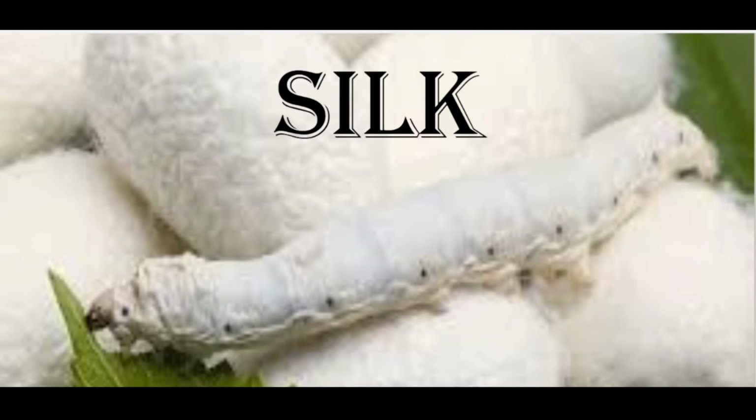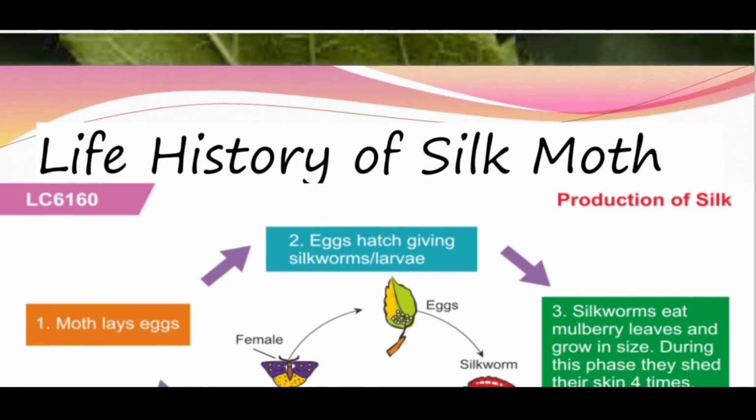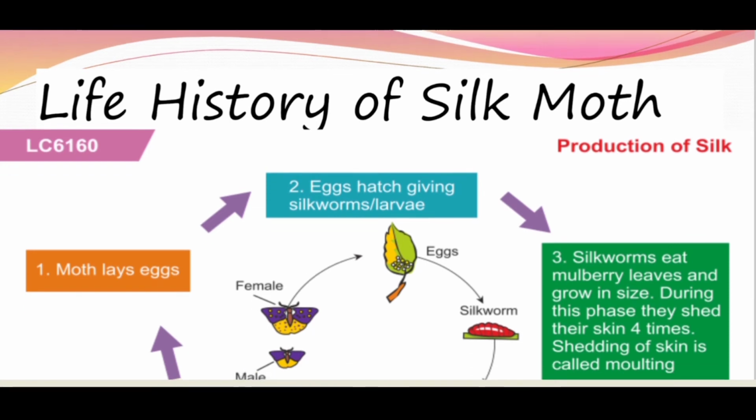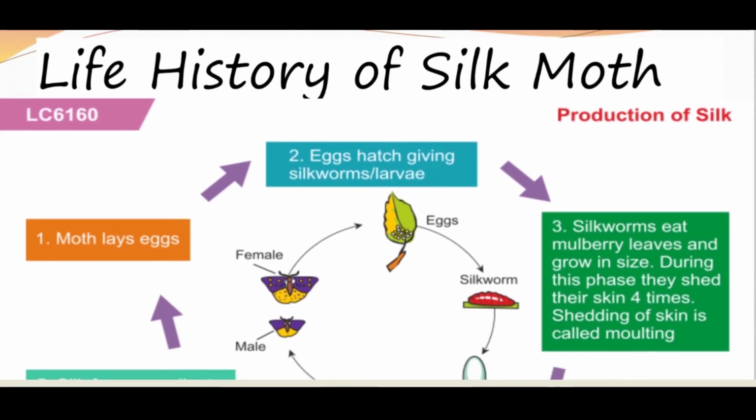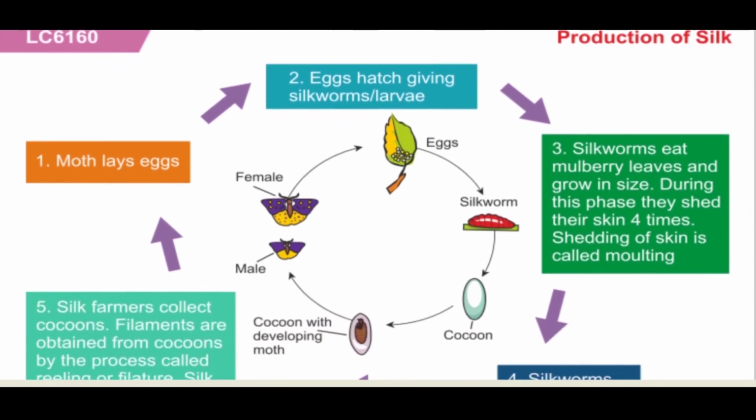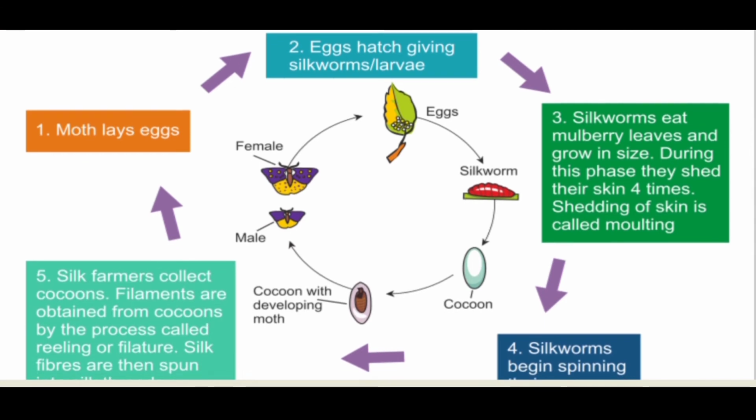What about silk? First we will see the life history of the silk moth. The first step in the life history of the silk moth is that the moth lays eggs. Then the second step is that the eggs hatch, giving silkworms or larvae. The third step is that silkworms eat mulberry leaves and grow in size. During this phase they shed their skin four times. Shedding of skin is called molting.